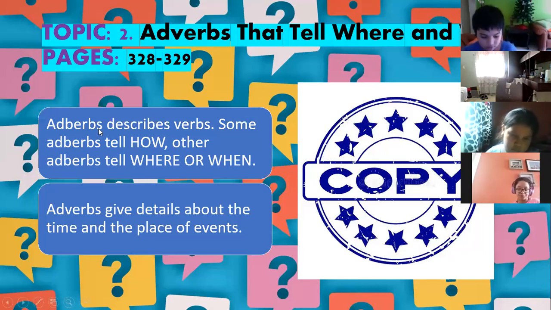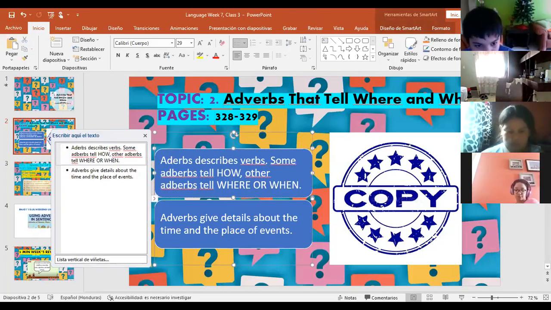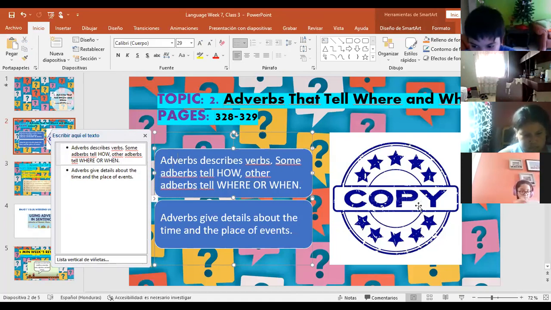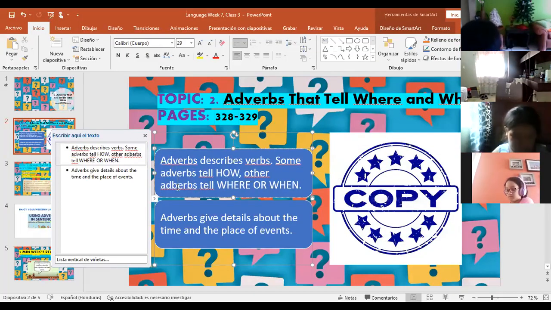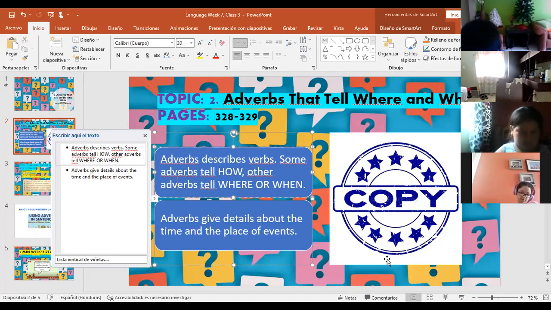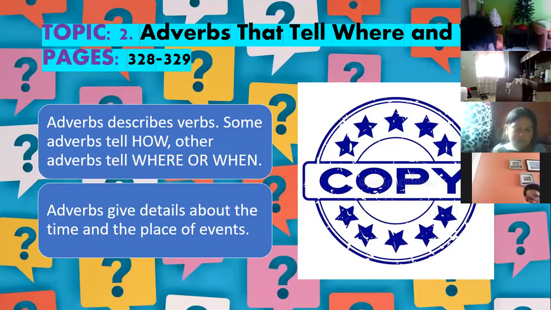Remember that an adverb describes verbs. Some adverbs tell how, others tell where or when. Where talks about place, and when talks about time. Place, like here, there, inside, up, down. Time, like tomorrow, later, soon, yesterday, weekly, daily. Those words refer to time.